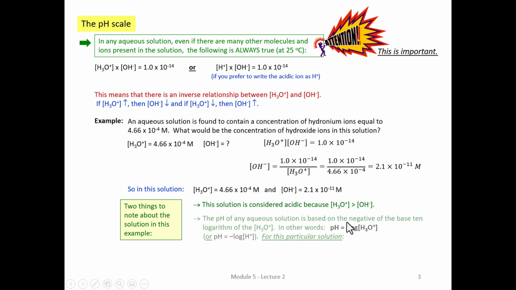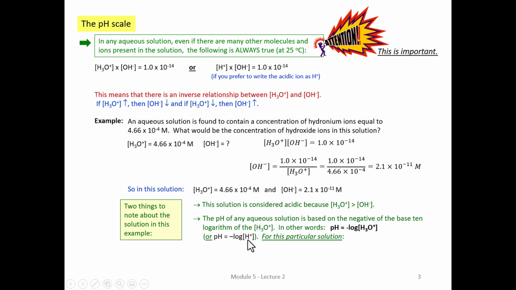The other thing is that it's about time we defined pH, and we're going to say that the pH of any aqueous solution is based on the negative of the base 10 logarithm of the hydronium ion concentration. In other words, simply pH equals minus the log of the hydronium ion concentration. Or if you're writing hydronium ion concentration as H+, pH is minus the log of the H+ concentration.